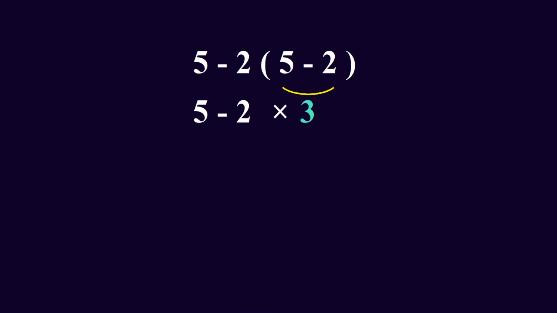Now we have one subtraction and one multiplication. We must do this multiplication first, then this subtraction. So 2 times 3, which equals 6. So we have 5 minus 6. So 5 minus 6, which equals minus 1. And this is our final answer for this problem.